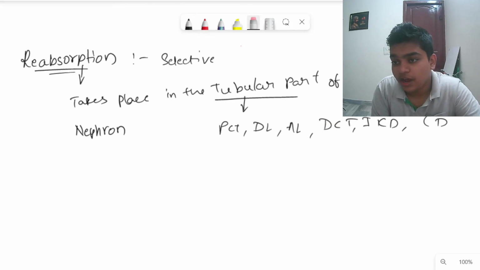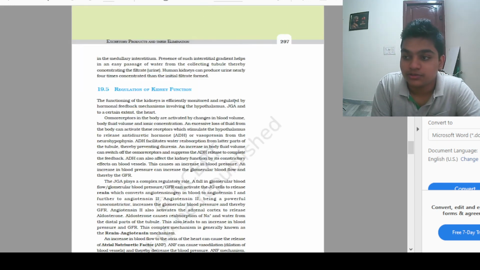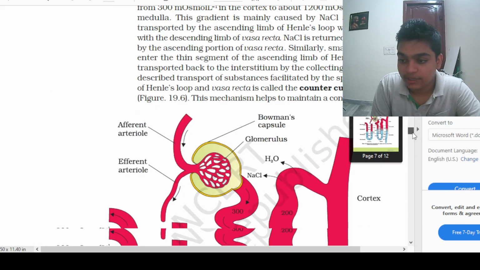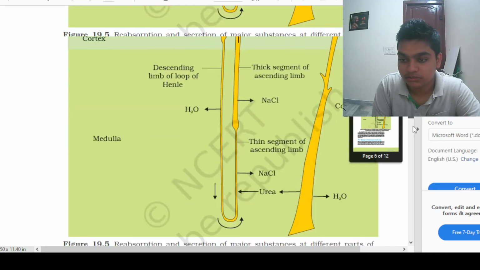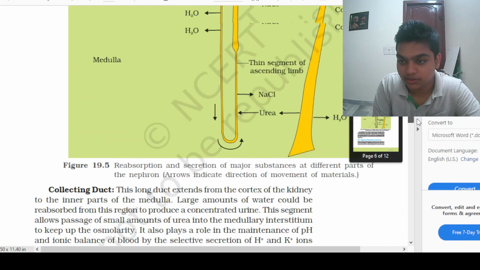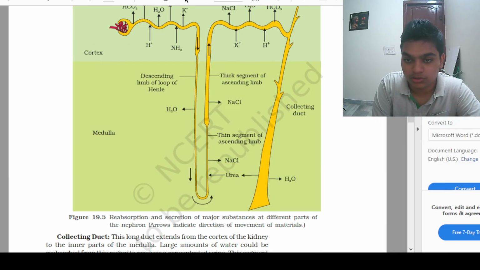Now here we have a controversy, so let me try to show you the NCERT. Please wait a minute. Yes, hope you can see my NCERT here. Let me zoom it a bit. Here we have a small controversy, and about counter current flow and all this we will be discussing in the next lecture, guys.